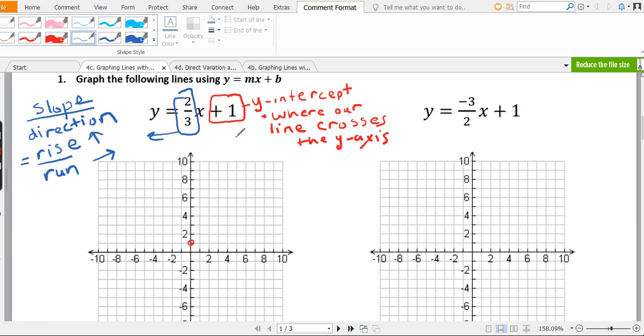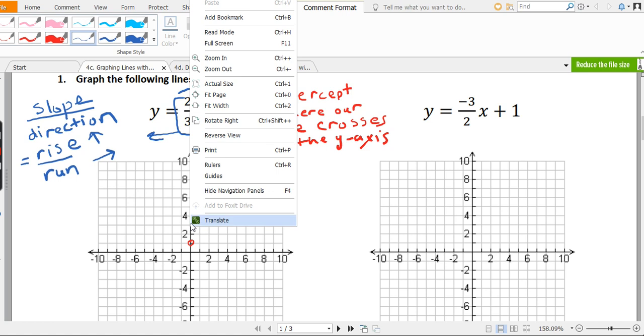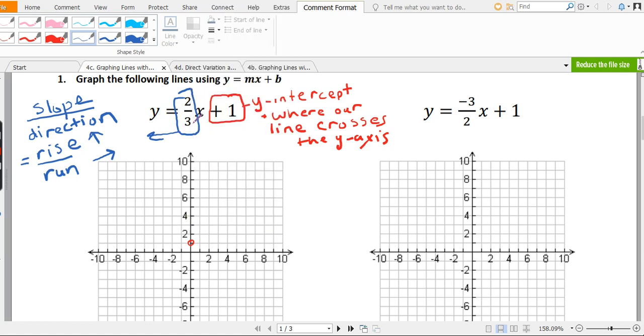So ideally, we should be able to recreate the exact same line as the last lesson. So starting at 1, the top number represents our rise, right? That means starting there, I'm going to go up 2, so 1, 2. And then our run is 3. That means up 2, 1, 2, and then over 3, 1, 2, 3. That means this will be my next point.